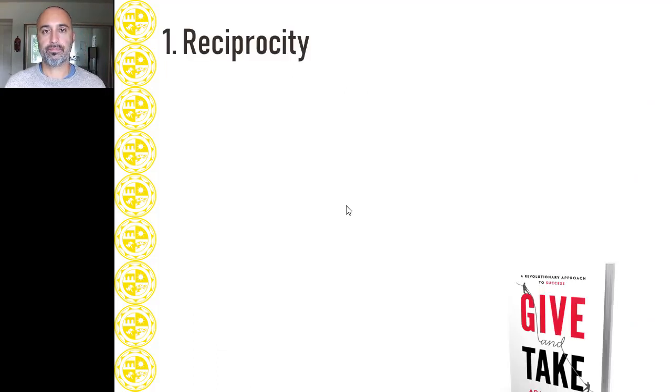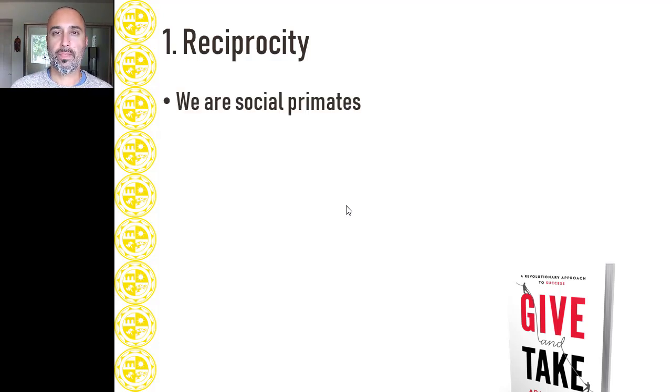Cialdini, in his book named Influence, identified 6 different principles by which we can try to influence other people. And so I'd like to go through each of those 6 principles. First is reciprocity. And so, a little background info here.